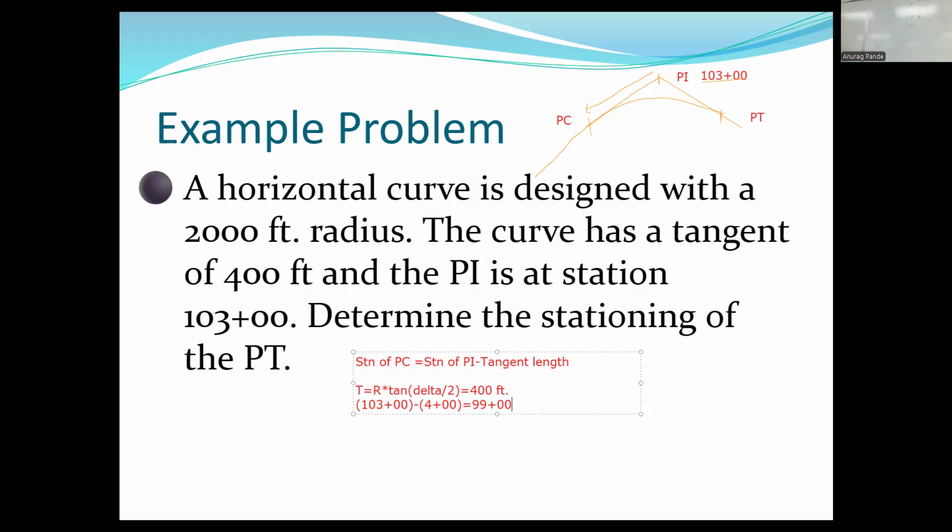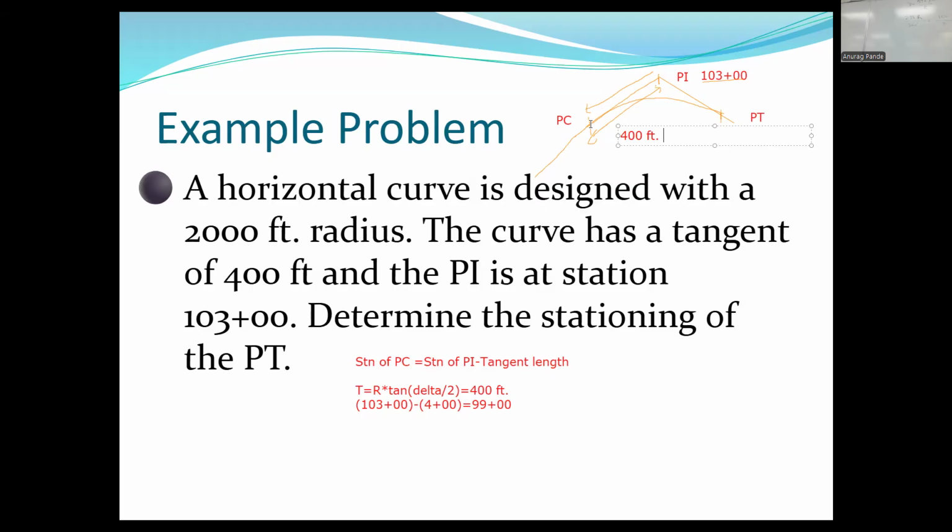Yes? Is the tangent length the horizontal component? Okay, that's a good question. They're all horizontal components, by the way, because you're looking at the top view, everything is happening on the same plane. So if you think about what the tangent length looks like, it's this distance right here, from here to here along the tangent. This is 400 feet. So to find the stationing of PC, you need to come back on this initial tangent alignment 400 feet, and that's what I did by subtracting the tangent length.